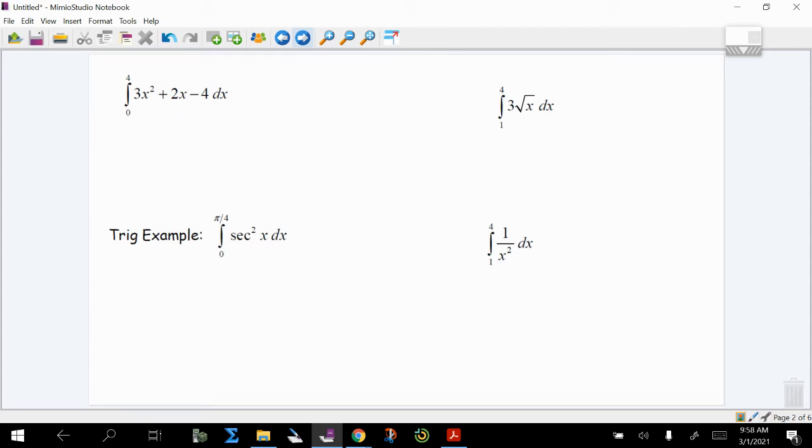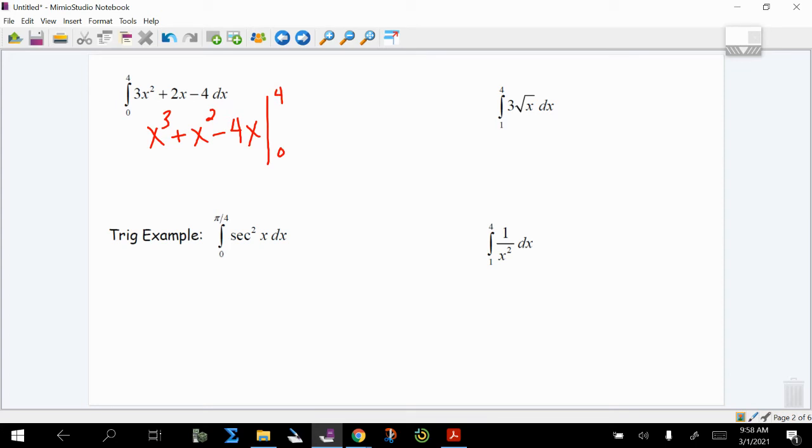So here's a few more that we'll go through and talk through. So 3x squared, the integral of that is x cubed. Plus 2x, the integral of that is x squared. Minus 4, integral of that is minus 4x. We're done integrating. We do not need a plus c. We're going to put our boundaries in.